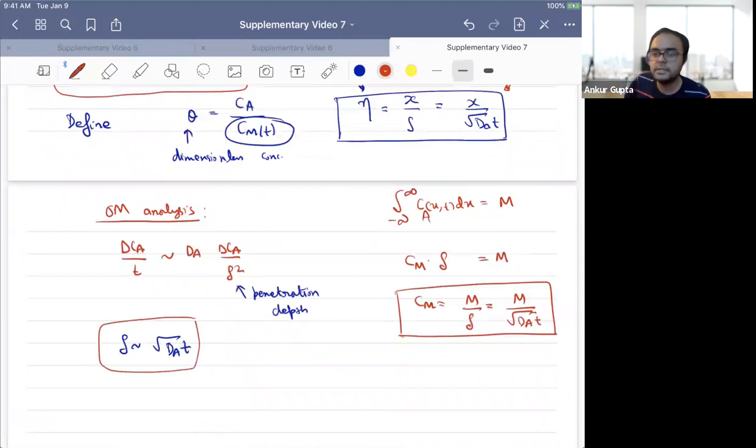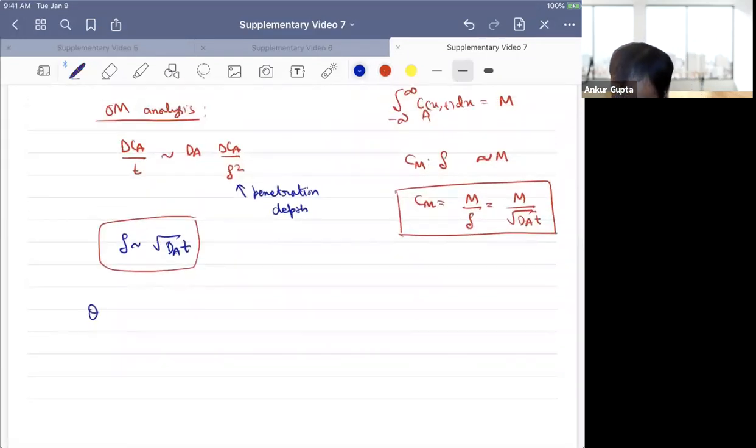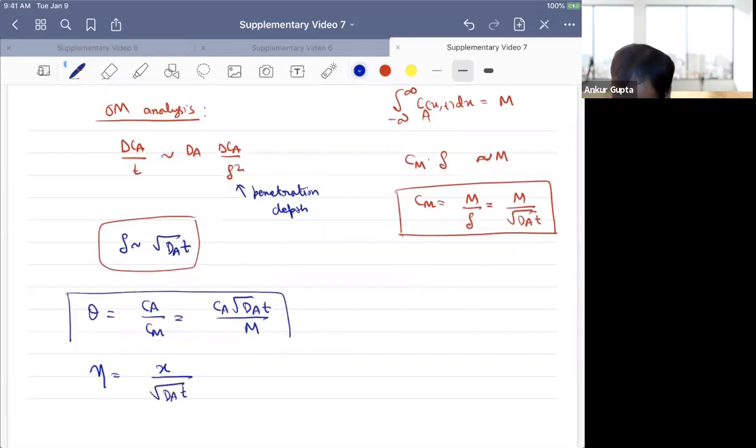The other thing was that we have also done order of magnitude analysis on the integral equation to essentially find the Cm scale. So finally we get theta is C by Cm, or we get C times root Dt by m, and eta is x over root Dt. This is what we get.